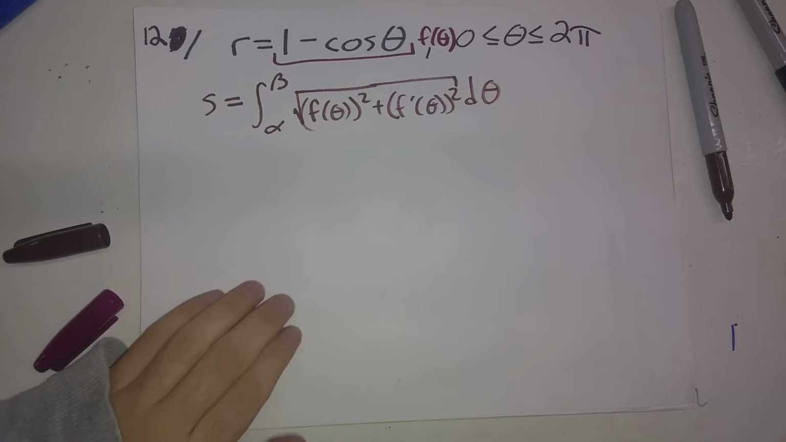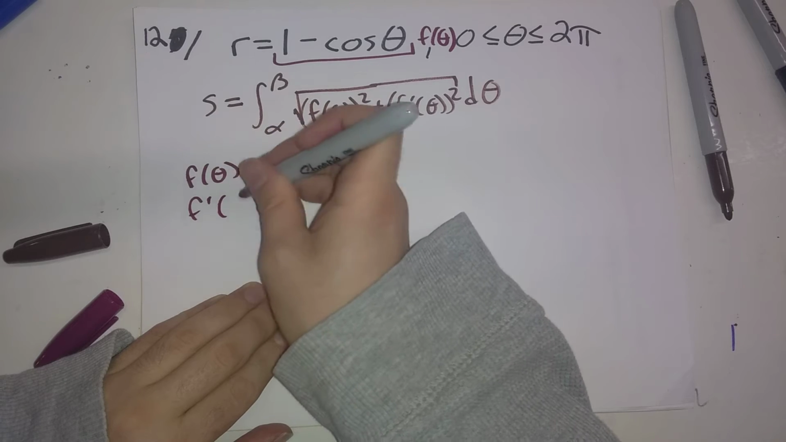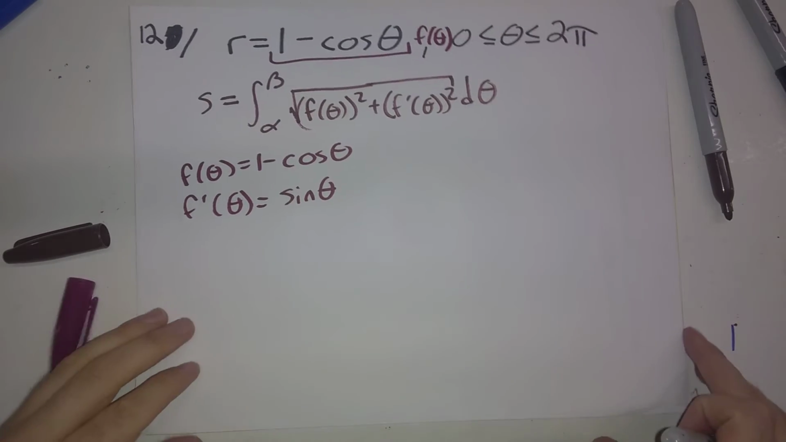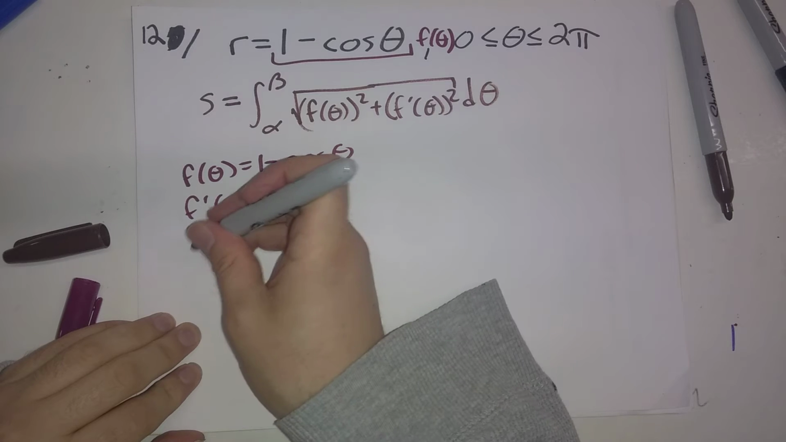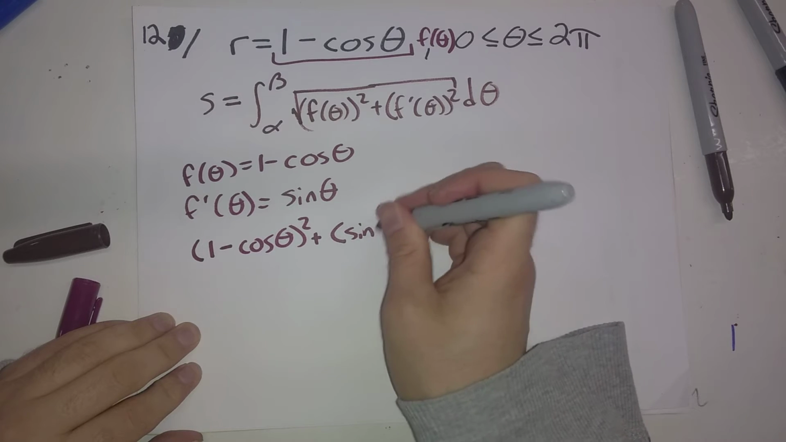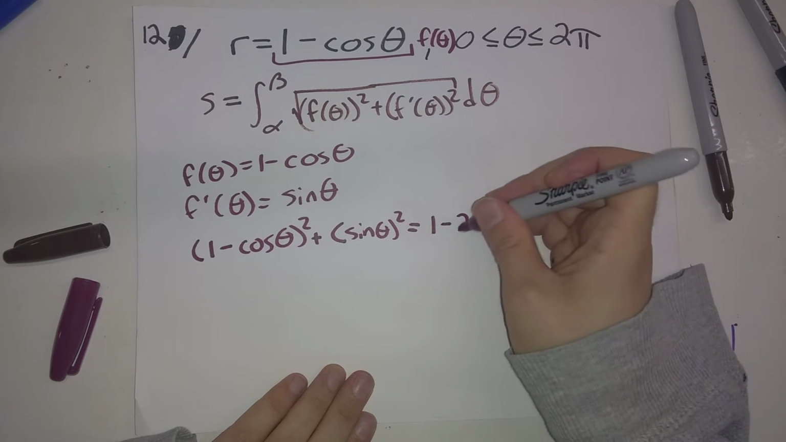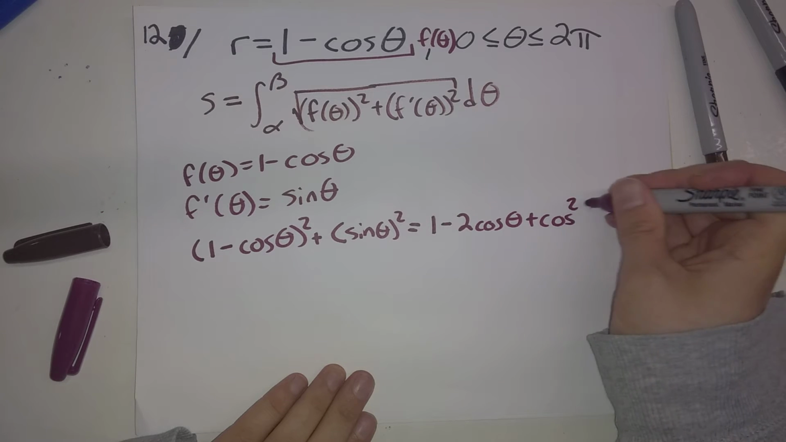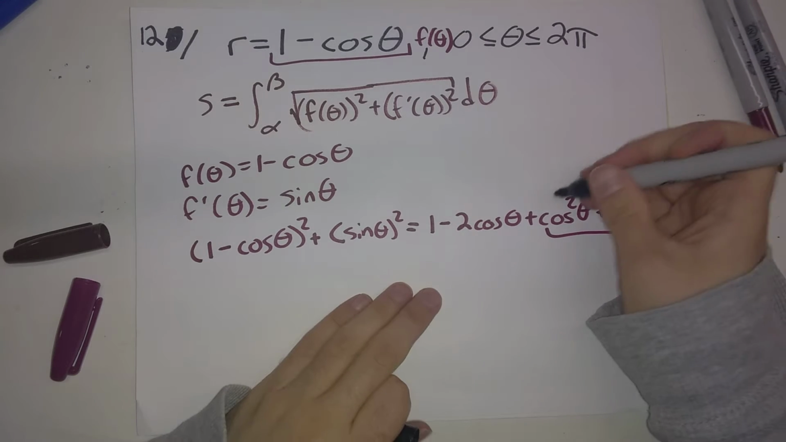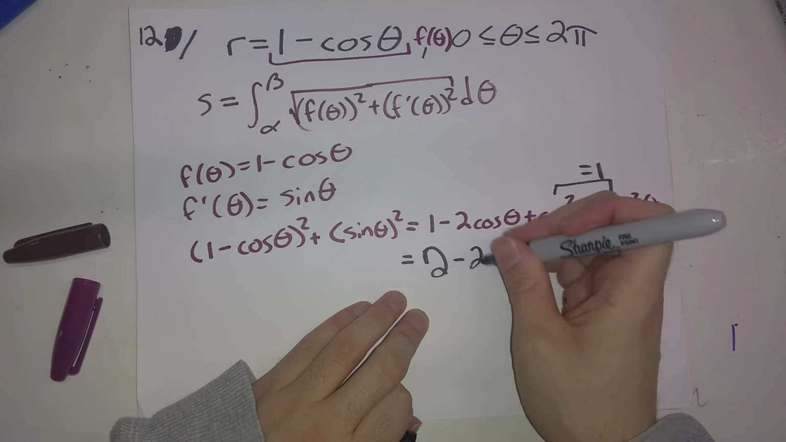So what do we have here? F of theta is 1 minus cosine theta. F prime of theta is going to be, the derivative here is sine theta. So what's under the square root? We have 1 minus cosine theta squared plus sine of theta squared. And this ends up as 1 minus 2 cosine theta plus cosine squared theta plus sine squared theta. And this whole thing right here, of course, is equal to 1. So we have 1 plus 1 is 2 minus 2 cosine theta.